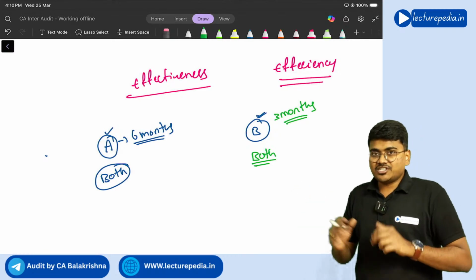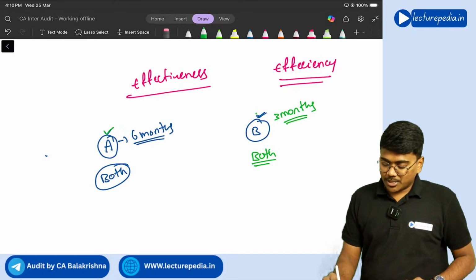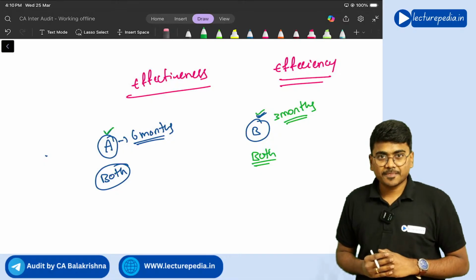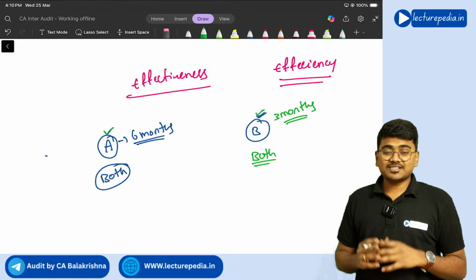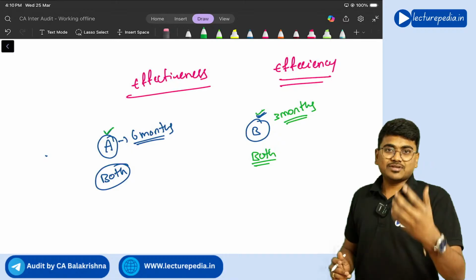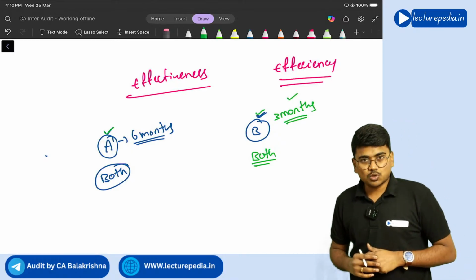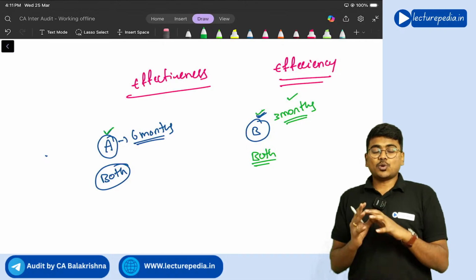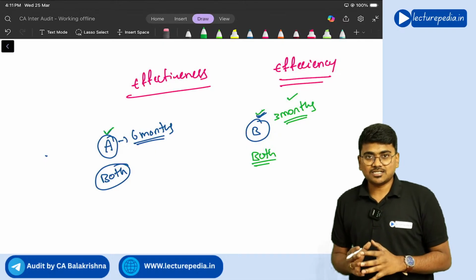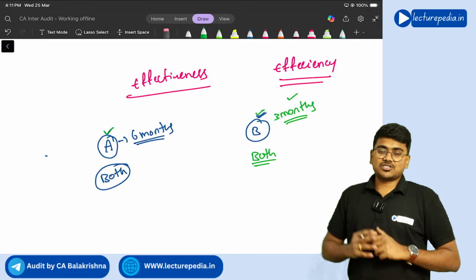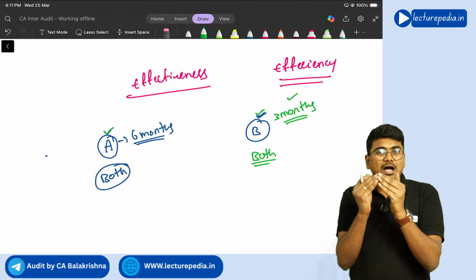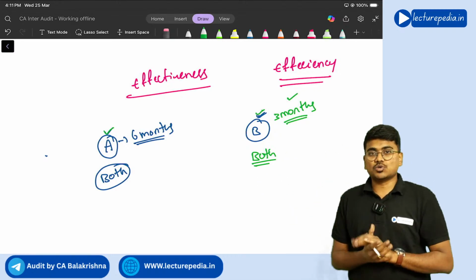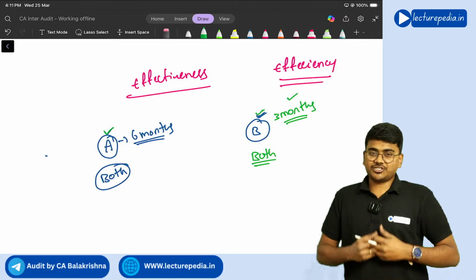But coming to efficiency, from these two people, Mr. A and Mr. B, who is more efficient? Mr. B is more efficient because he has achieved the target with lesser resources, with lesser time. That is known as efficiency. So efficiency is a comparison of use of resources. You should be able to achieve your target using lesser resources. That is known as efficiency.